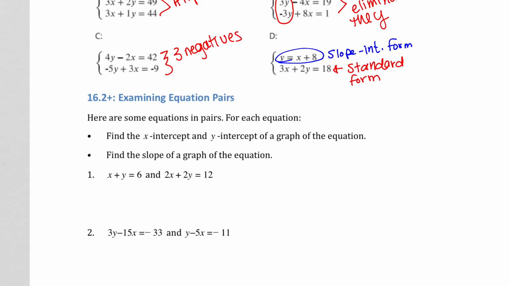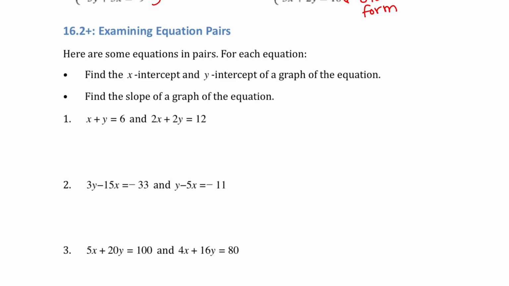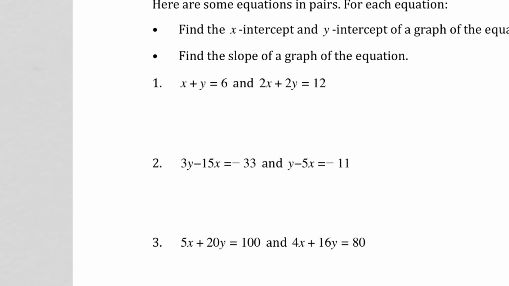That's good enough. So 16.2, we're examining equation pairs. So here are some equations, and we are going to find the x-intercept and the y-intercept of the graph of the equations. Then we're also going to find the slope of each equation. So let's look at number 1. We are going to do x-intercept, y-intercept, and slope.